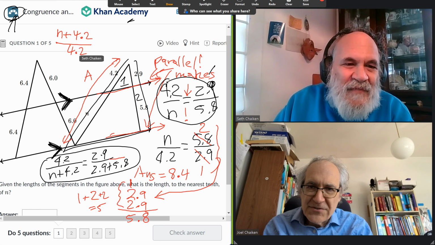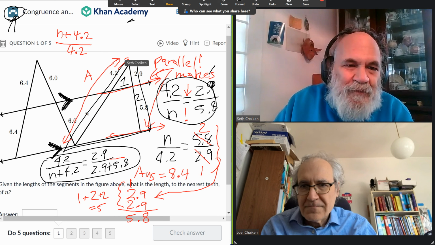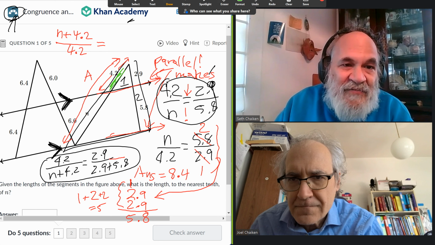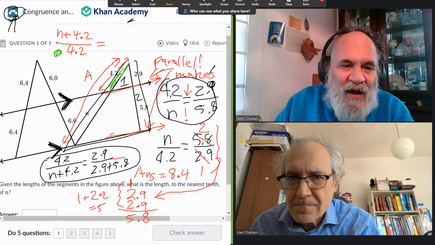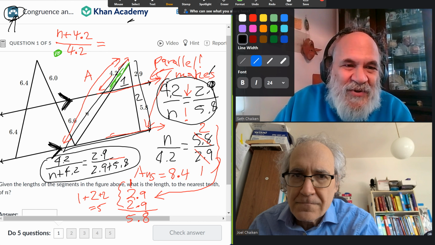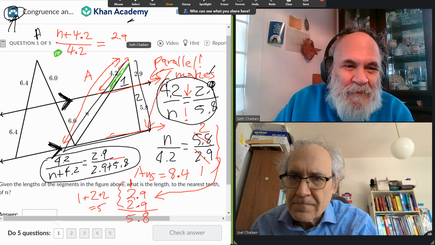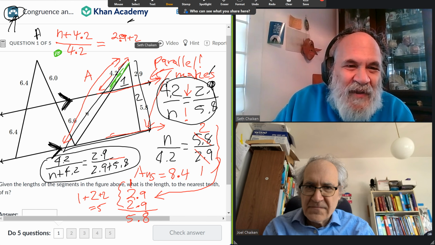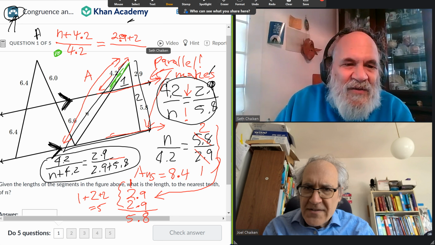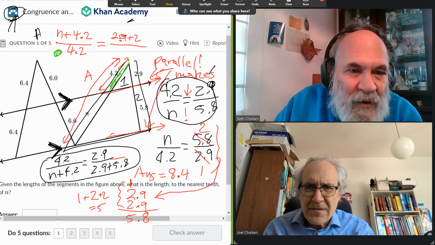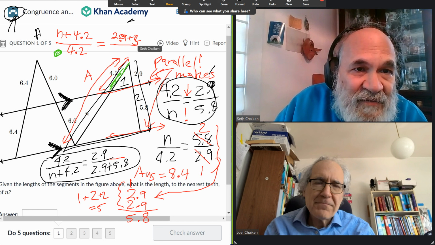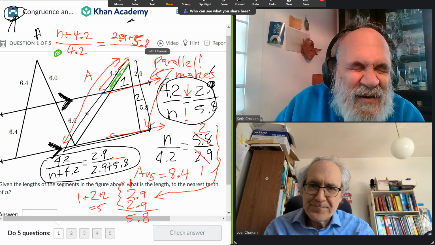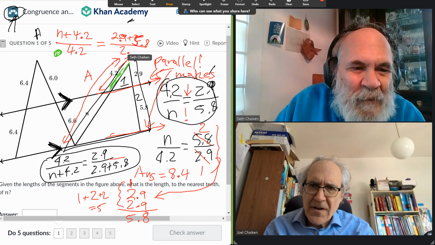Is to the little, this is 4.2, as the corresponding side of the big triangle, which is 2 and 9/10 plus 2, is to 2 and 9/10 plus the 5.8. That would be the big one, and the small one is 2.9.